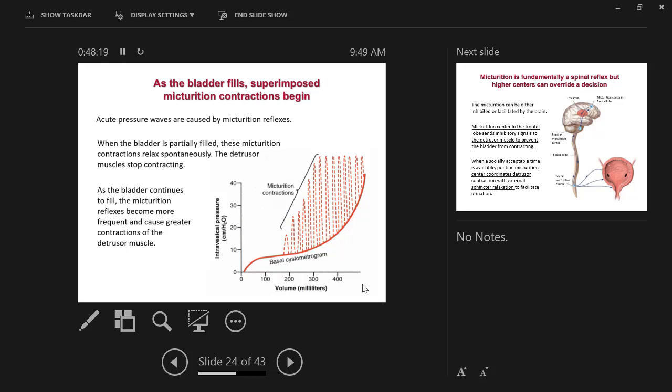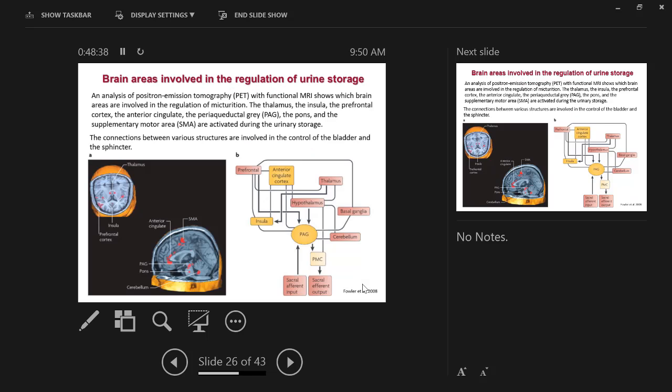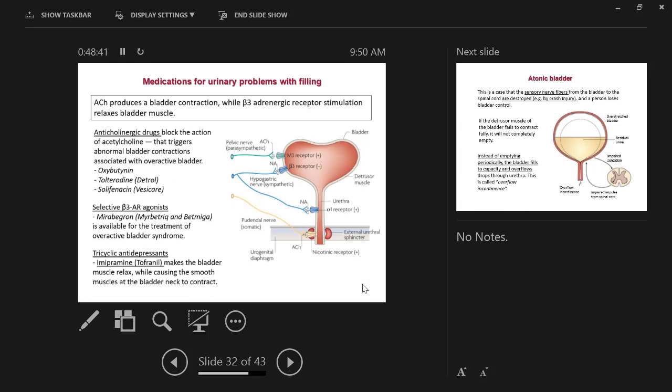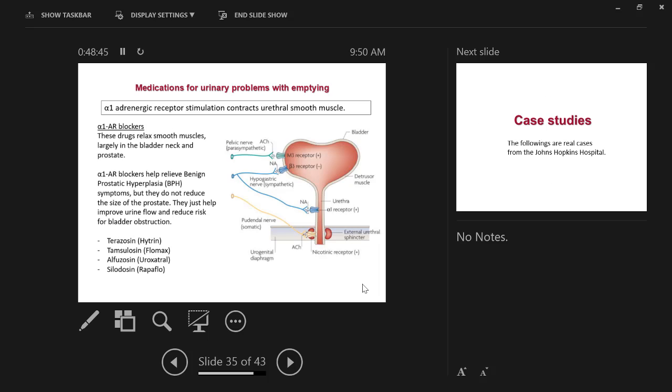Any other questions? Good. Let me know if you have questions. And next, I'm not sure pathology is here. No? She's not here. Could you go back to the slide with the alpha-1 receptor blockers, please? Here?